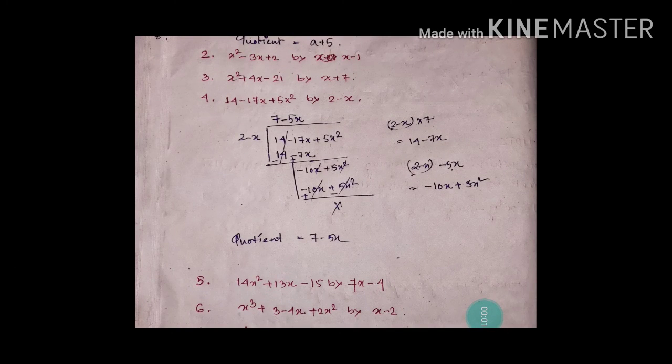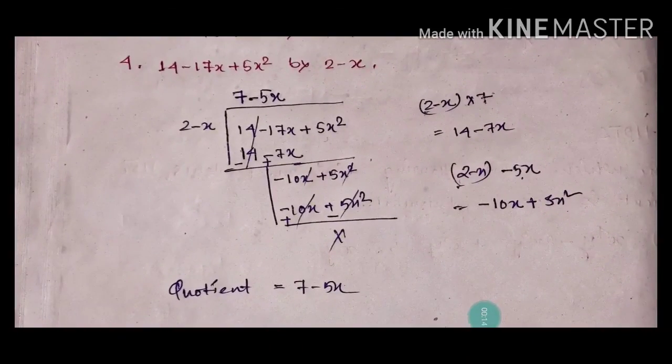Okay, now see the question number 4. 14 minus 17x plus 5x square divided by 2 minus x. So if you are going to divide this, what will it be? In this case, the divisor is 2 minus x. Now here your first term is a constant, and here also your first term is a constant, so there is no need to arrange the terms. So simply you can proceed for the division.